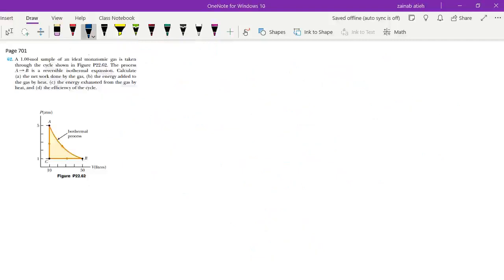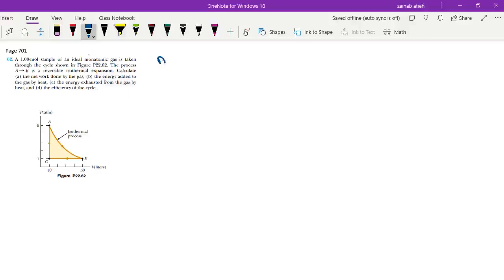Now problem 62, page 701. A 1 mole sample of an ideal monoatomic gas is taken through the cycle shown in figure 22.62. The process AB is a reversible isothermal expansion. Calculate the net work done by the gas. We have to find the work done by the gas, or the work done by the cycle. The net work, when he says net, he means the total work. Okay, so we have to find W.